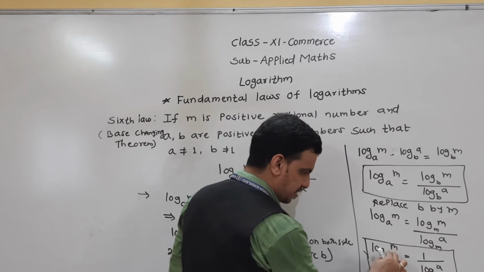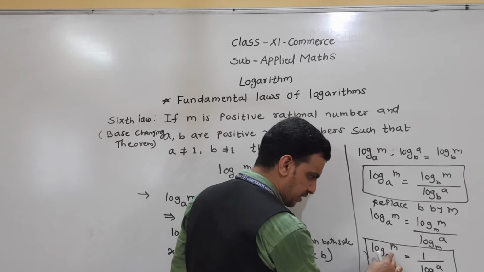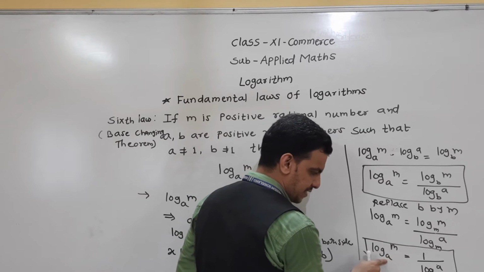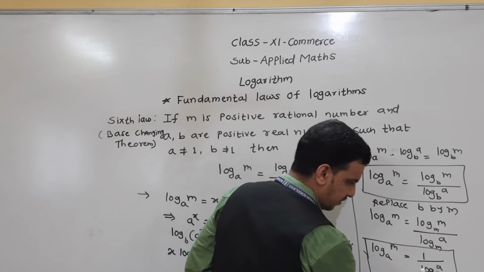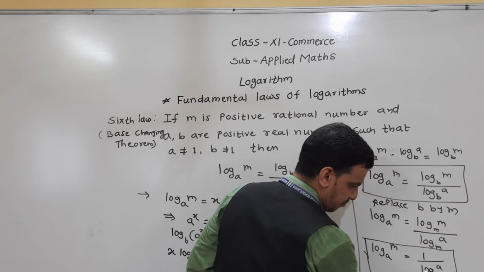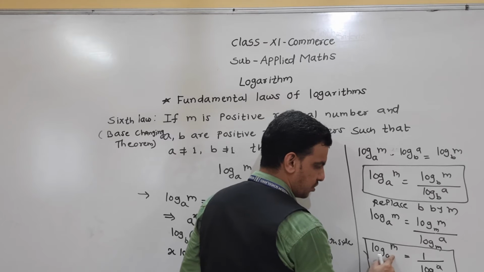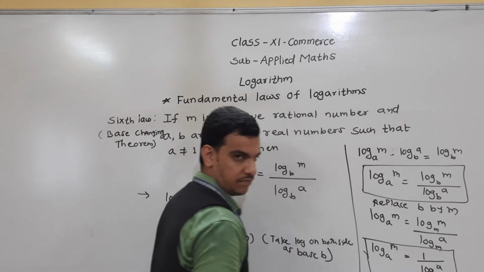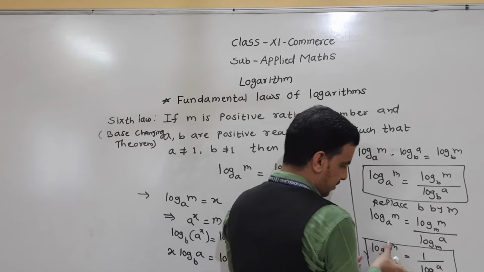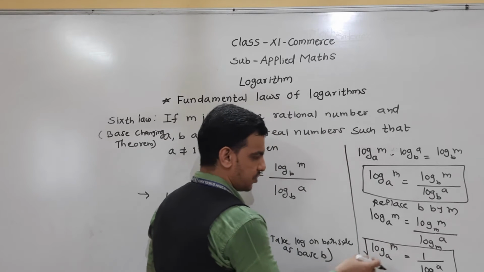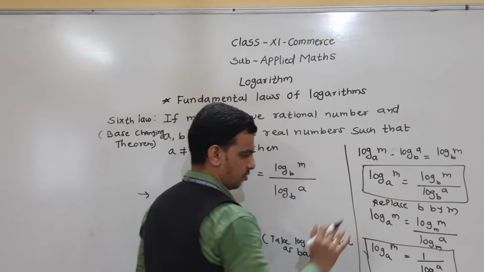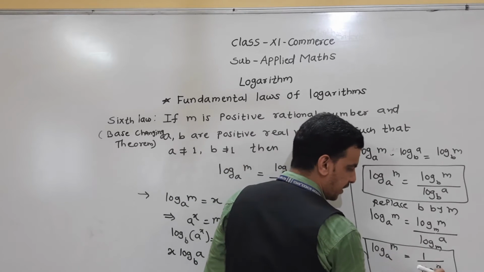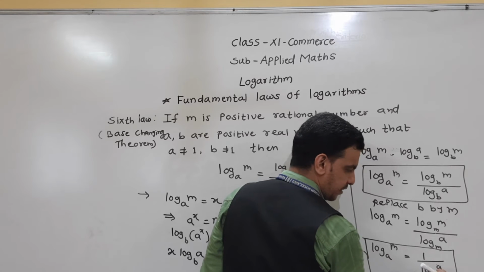If we change the position of argument and base, see here the argument is m and the base is a, and here the argument is a and the base is m. So if we change the position, it is equal to 1 upon log of a to the base m. So there is another law which we proved by using this law: log of m to the base a is equal to 1 divided by log a to the base m.